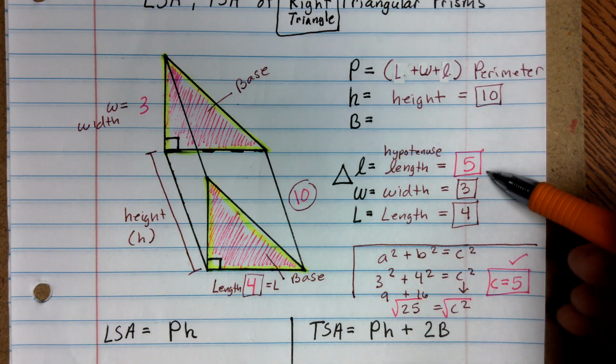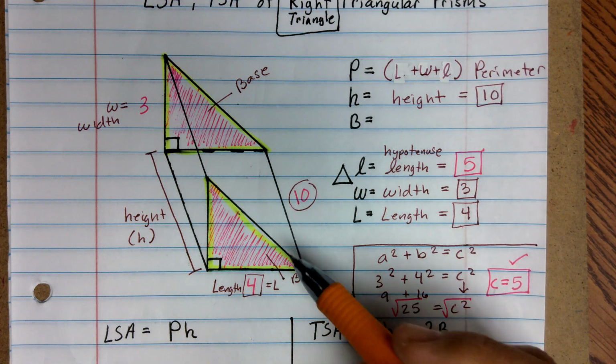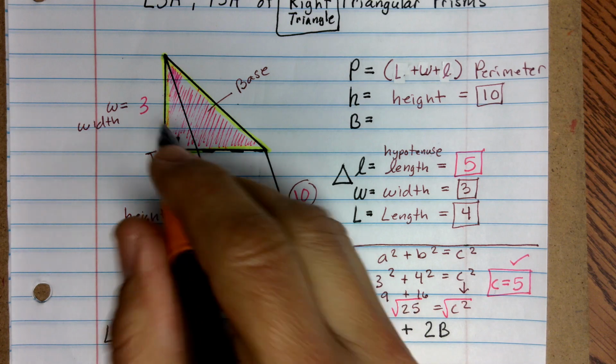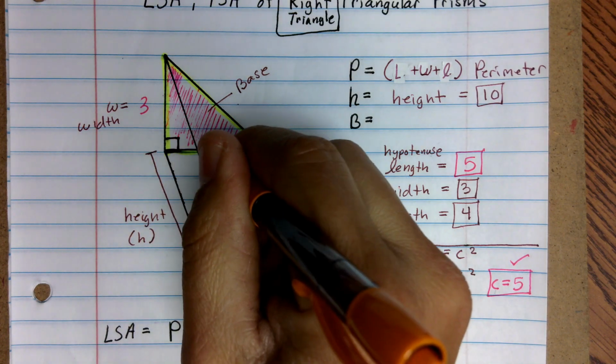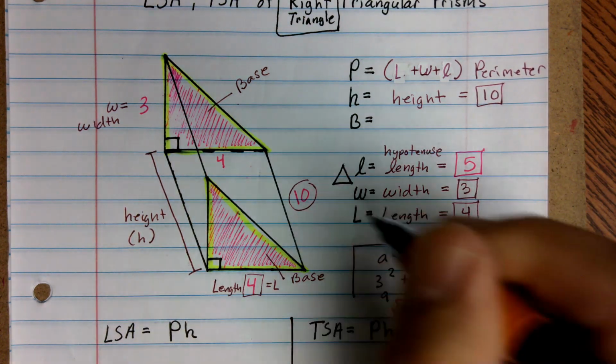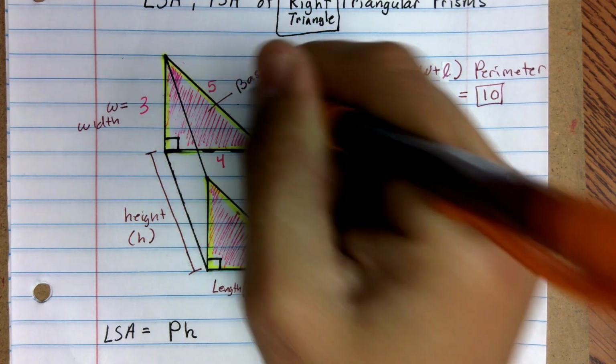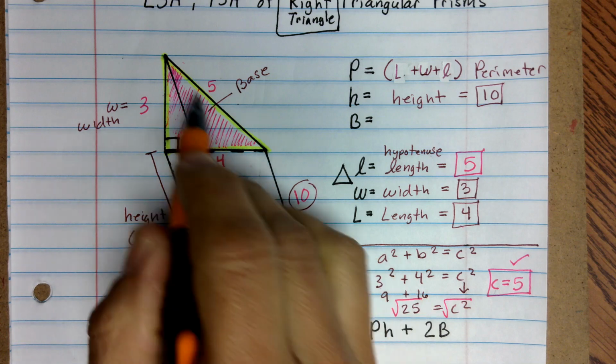Now we have all three sides of our triangle. And if you like doing it, you could label these if you want. For instance, right this side over here, this is 3. The bottom one is 4. And now that we found that the hypotenuse is 5, I can write a 5 up here. And this side is 5. So 3, 4, and 5.